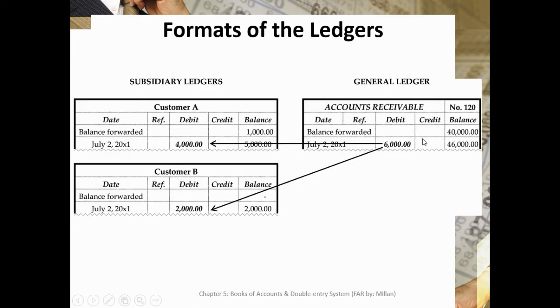Next is the format of the ledgers. So makikita mo dito na kapag subsidiary ledger, may customer A at may customer B. Pero kapag general ledger, ito na yung kabuuan ng account na yon. For example, ito yung subsidiary ledger ng accounts receivable. 4,000 plus 2,000 is 6,000 na makikita mo sa general ledger.